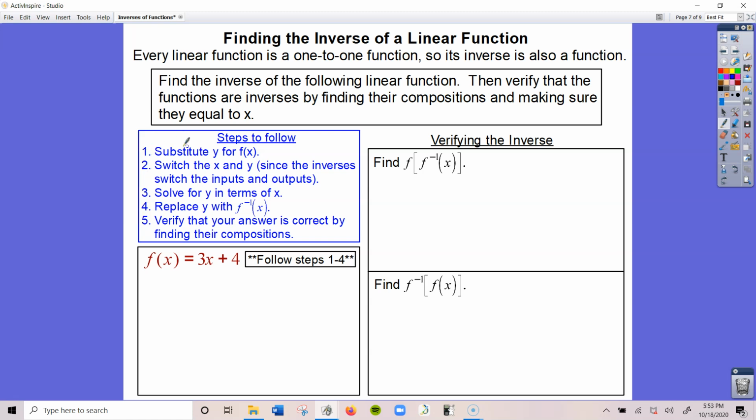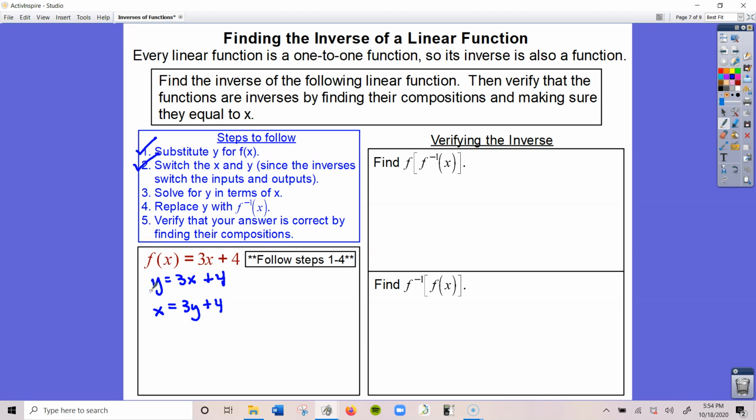First, we're going to substitute y for f of x. Remember that f of x is just function notation, but it represents y. So y is equal to 3x plus 4. So that's step 1. Your second step is to switch the x and the y. And we do this because that's the definition of an inverse, when your x and your y values switch places. So instead of y, I'm going to write x is equal to 3y plus 4. So I just switch the location of x and y.